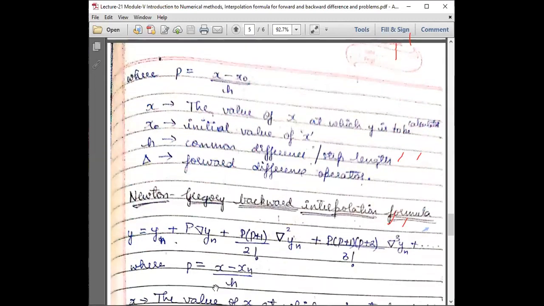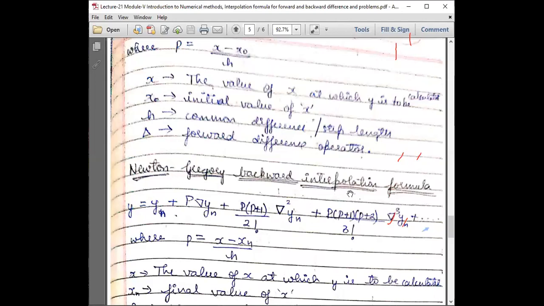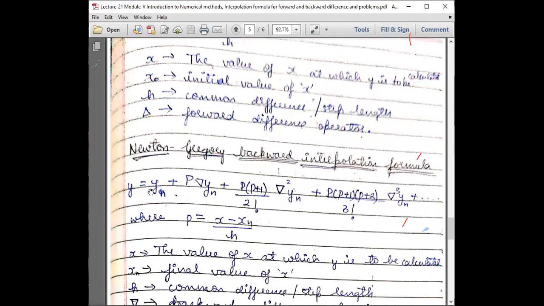Similarly, the Newton's Gregory backward interpolation formula is represented as y is equal to yn plus p into nabla yn plus p into p plus 1 upon 2 factorial into nabla square yn plus p into p plus 1 into p plus 2 upon 3 factorial into nabla cube yn plus etc. In the forward difference it is p into p minus 1, but in backward it is p into p plus 1.